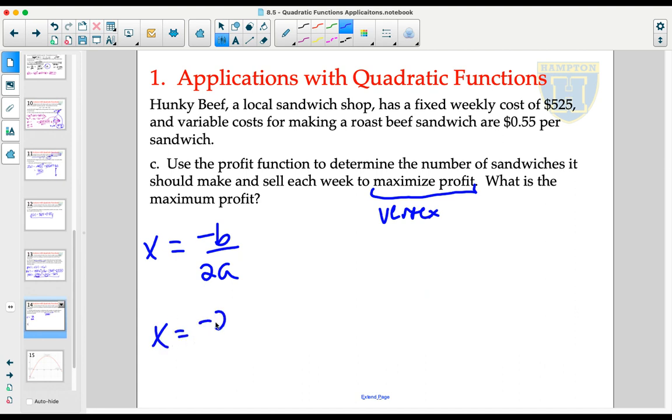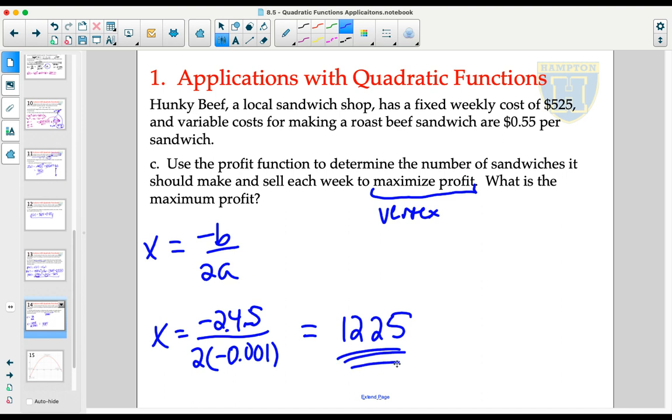So x equals negative 2.45 over 2 times negative 0.001. A little bit of careful arithmetic. You get that the maximized profit number of sandwiches is 1,225 sandwiches.